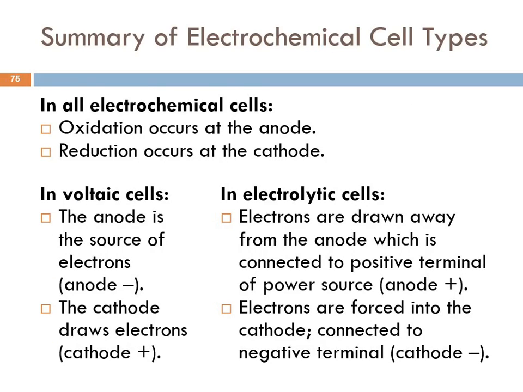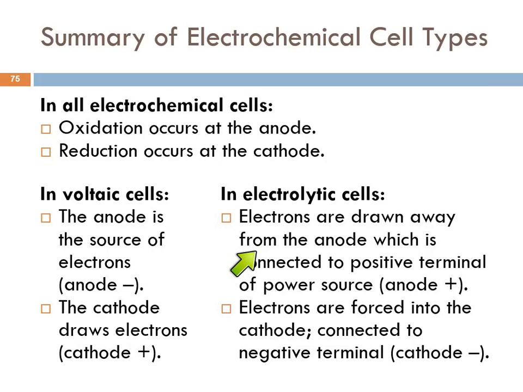So here's a summary of the different electrochemical cell types. For all of them, oxidation occurs at the anode, reduction occurs at the cathode. You've got to get that straight. It's challenging, but you've got to get it straight. In a voltaic cell, the anode is the source of the electrons. The anode is going to have the negative charge. The electrons are going to be repelled from that negative electrode, and they're going to flow towards the positive cathode. The cathode draws the electrons, and the cathode has a positive charge.